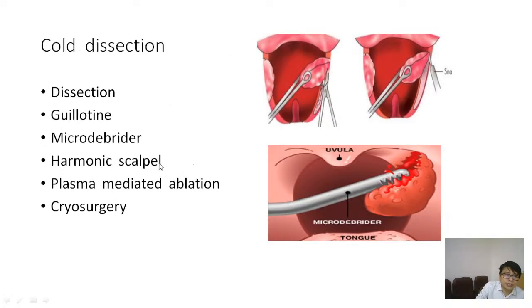Cold dissection is where we use a cold instrument: guillotine, microdebrider, harmonic, plasma, cryotherapy. Plasma mediated ablation, what we call coblator, these are all described and we use all these instruments also, but what we prefer is the cold dissection method by cold instrument.